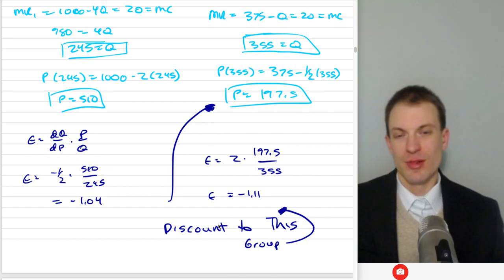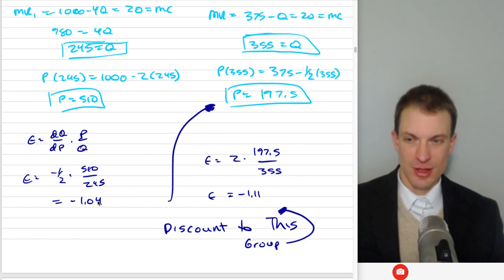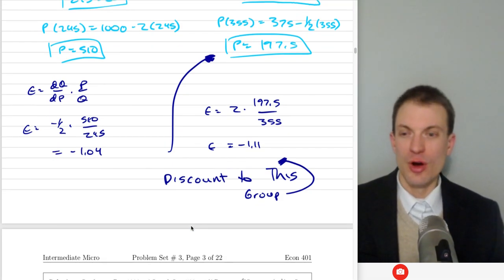Yeah, we're going to give a larger discount to this particular group. This is slightly more elastic, right? Slightly larger than 1 in absolute value relative to this one. Okay, very good.